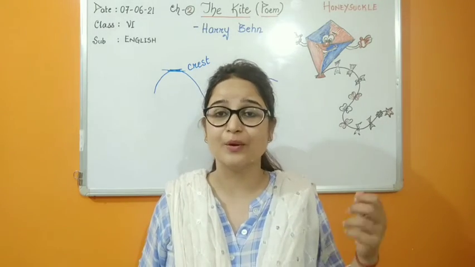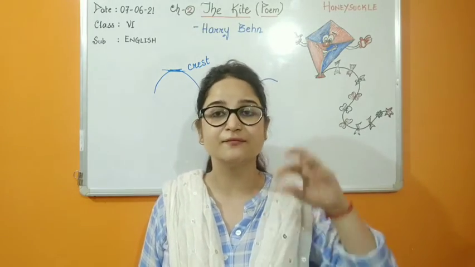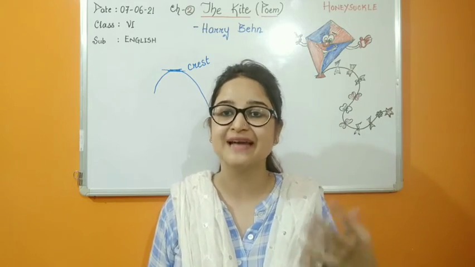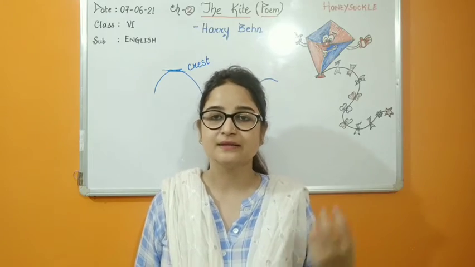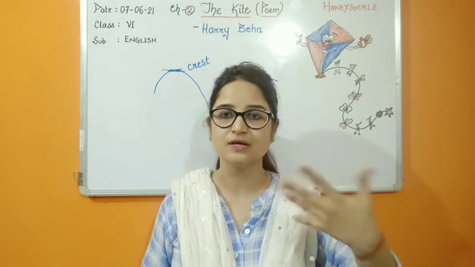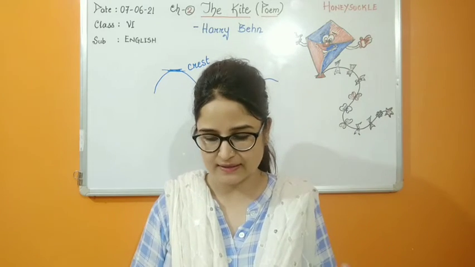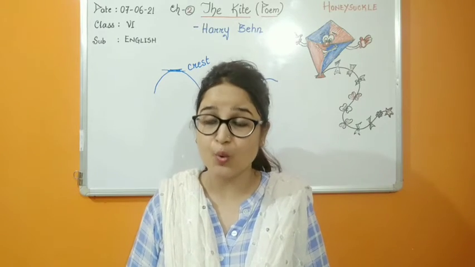So the string will become slack. Slack means loose. Because when the force of the wind was strong, it was rising and the strings were tight. But now it has grown loose because the kite is now coming down because the wind speed has fallen. Okay. And you wind it back.